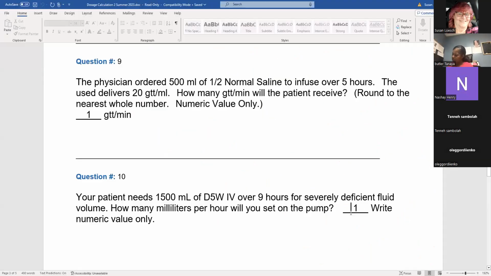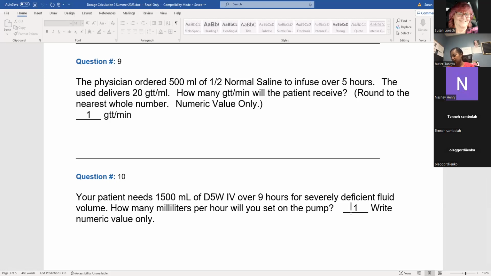Well, let's see. What do we have? We have 1,500 mLs, and we're giving it over 9 hours. So 1,500 divided by 9 equals 166.6. Oh, that's how you do that. I thought I had to round the 6.6, so it would actually round to 166.7.